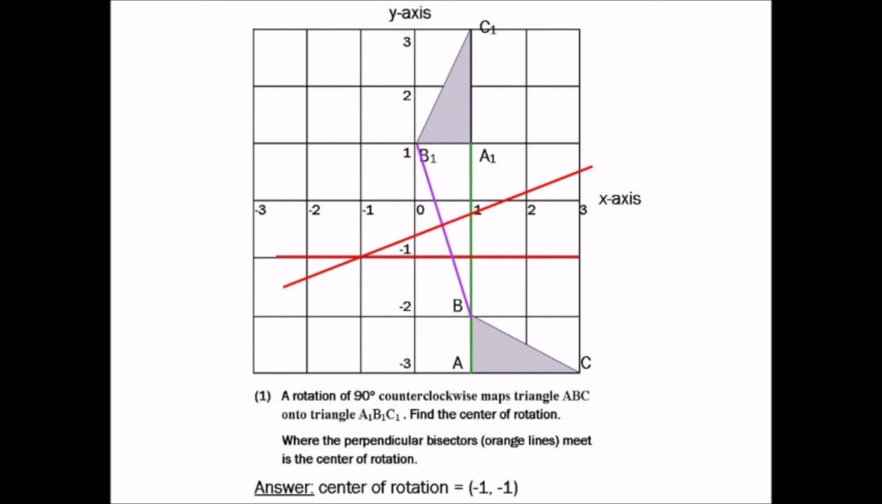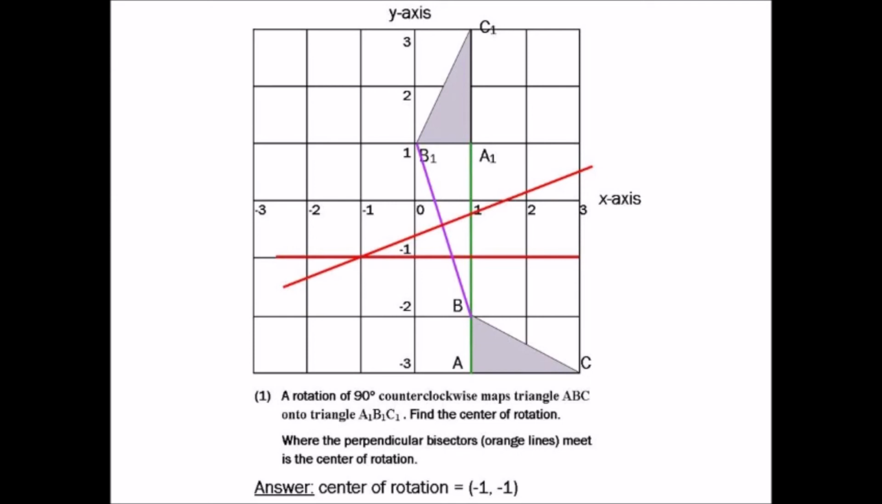The center of rotation, where those two perpendicular bisectors cross, is at -1, -1. So that would be the answer, -1, -1, where the two orange or red lines cross for the perpendicular bisectors. Remember, you need the center of rotation in order to describe a rotation properly, or to describe it fully. You must put in all of the parts to describe it.